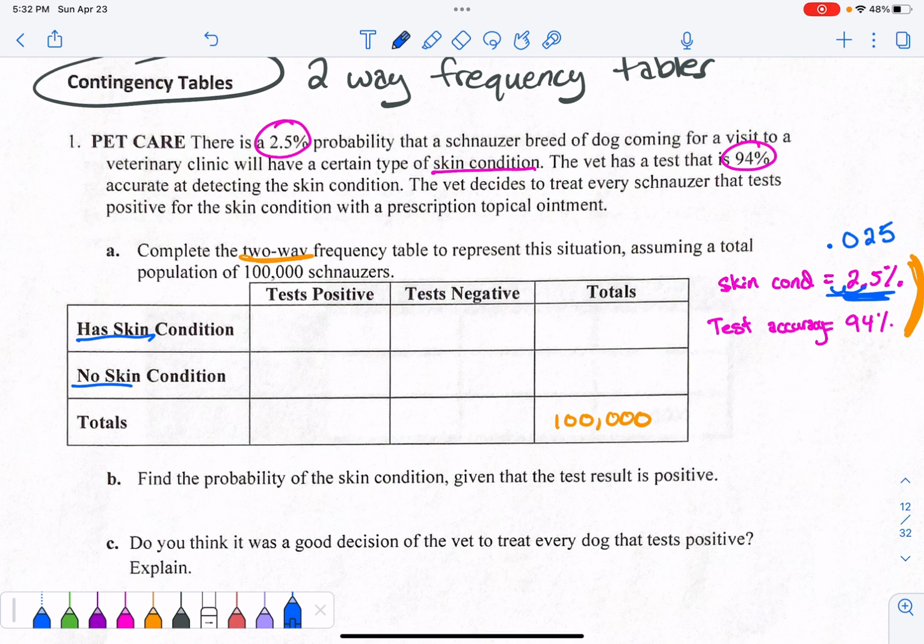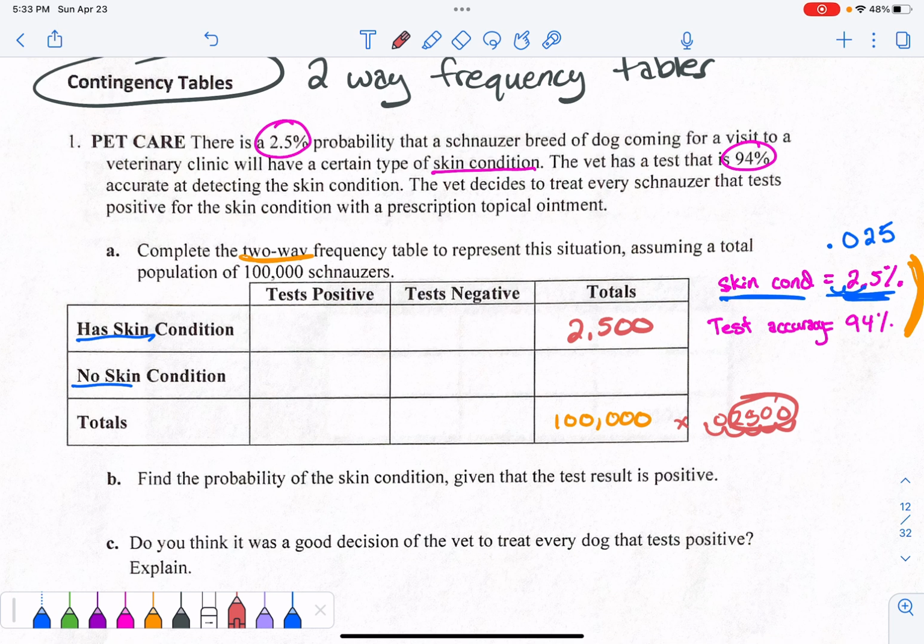Then I want to use that to figure out how many out of this 100,000 have the skin condition. If I take 100,000 and multiply by 0.025, this has 5 decimal places, so I'm going to move this 5 decimal places. That gives me 2,500 that will have the skin condition. 2,500 out of there have the skin condition.